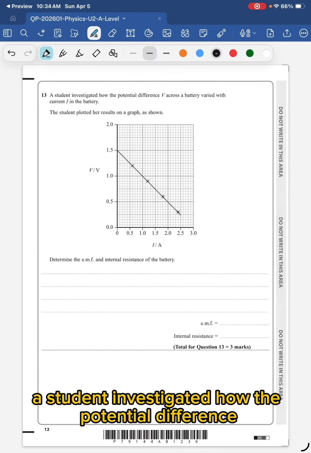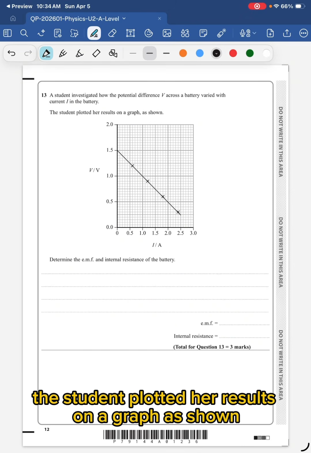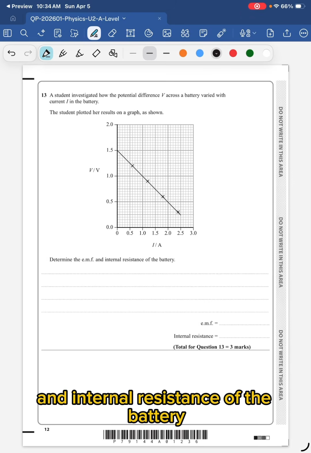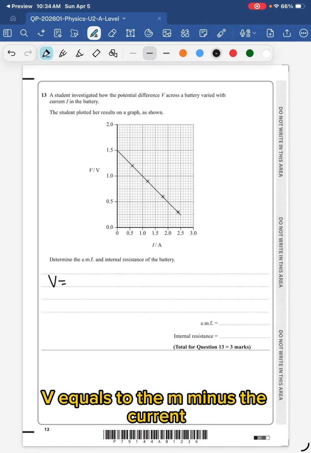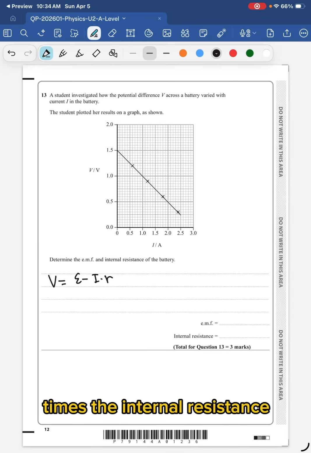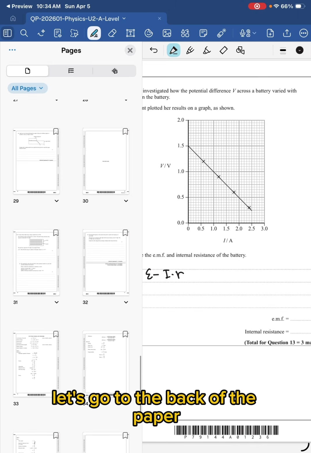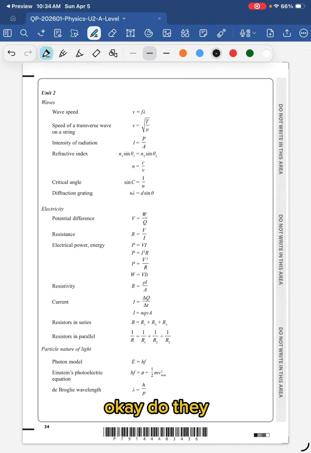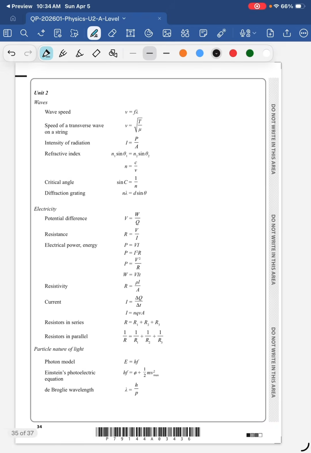A student investigated how the potential difference V across a battery varied with current in the battery. The student plotted her results on a graph as shown. Determine the e.m.f and internal resistance of the battery. Okay, so the formula is V equals the e.m.f minus the current times the internal resistance. I'm wondering if they actually give you this formula. Let me check really quick. Let's go to the back of the paper, and we need unit 2. Okay, do they? No, this is something you have to remember because I don't see it over here.